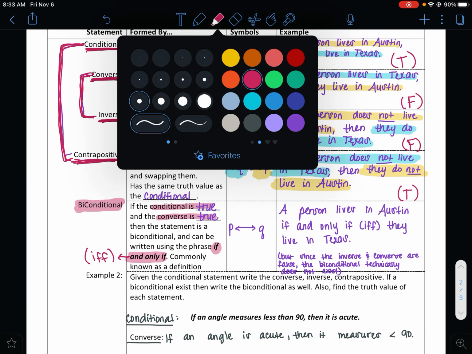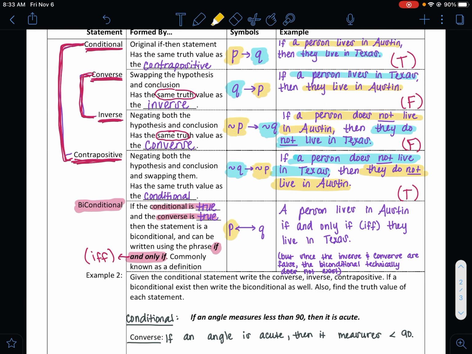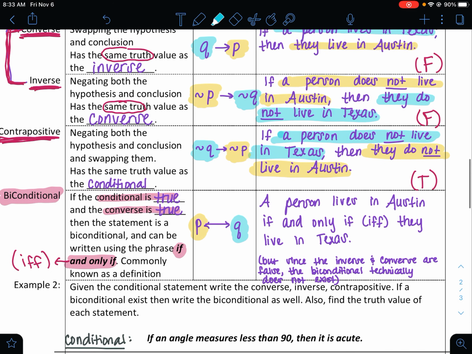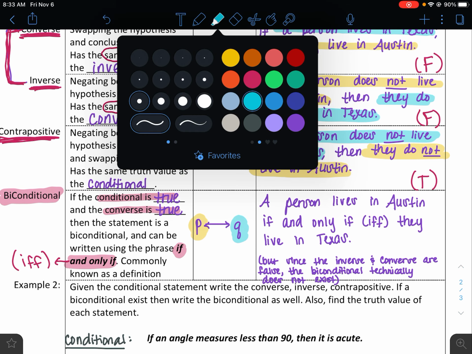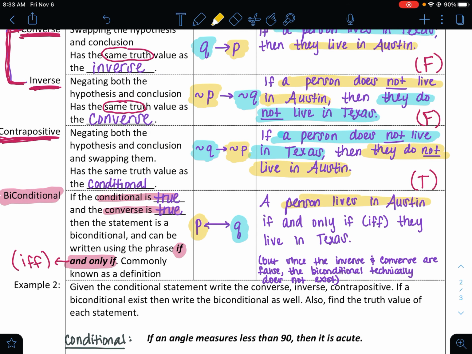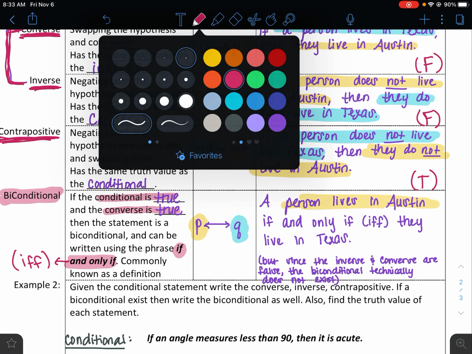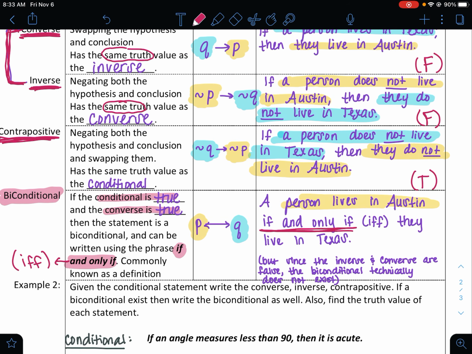So we have our hypothesis, we have our conclusion, but instead of an arrow pointing to the right, we have an arrow pointing in both directions because, again, this is biconditional. All right, so: a person lives in Austin if and only if, and don't forget that's IFF for short. So if you see me write IFF, no, I did not misspell the word if. That means if and only if. They live in Texas.